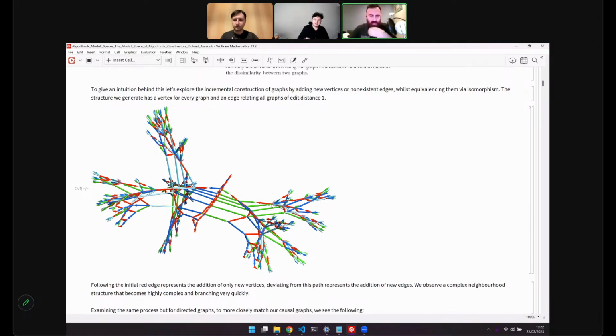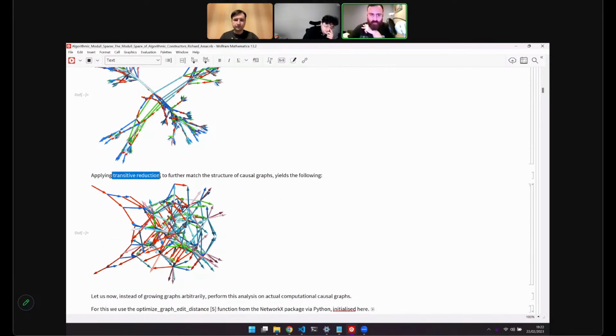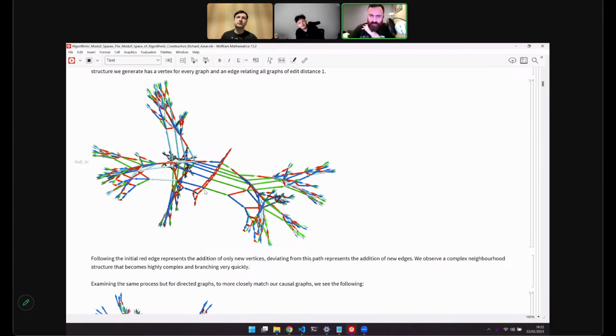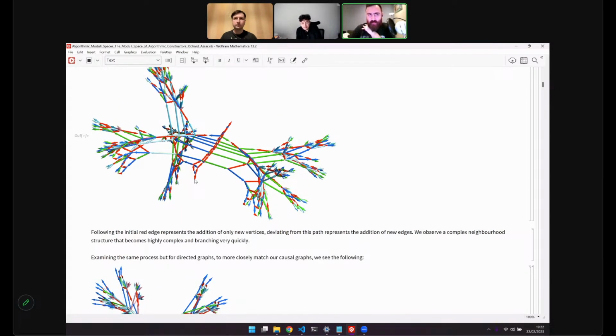Some of the recent things I've done is looking at a graph growing process. By applying one edit operation at a time, we can build this structure. And when we equivalence with isomorphism or apply transitive reduction, which further matches the structure of our causal graphs, we end up with this interesting structure, which I don't think has been explored or discussed before. So this is a finite presentation of what this moduli space of graphons, or the infinite limit of some graph process, would look like.